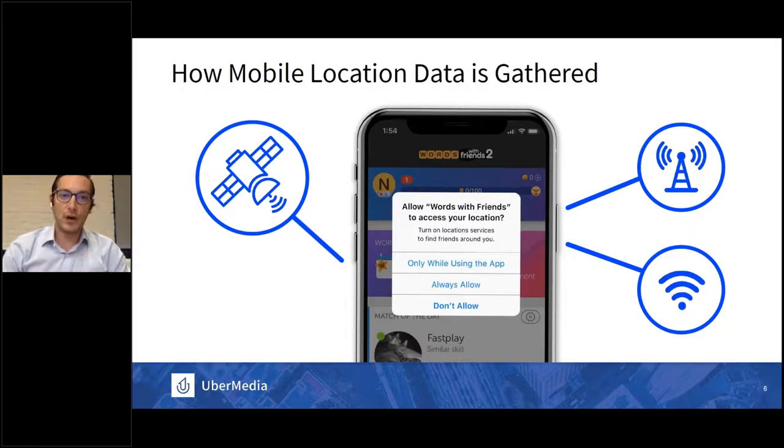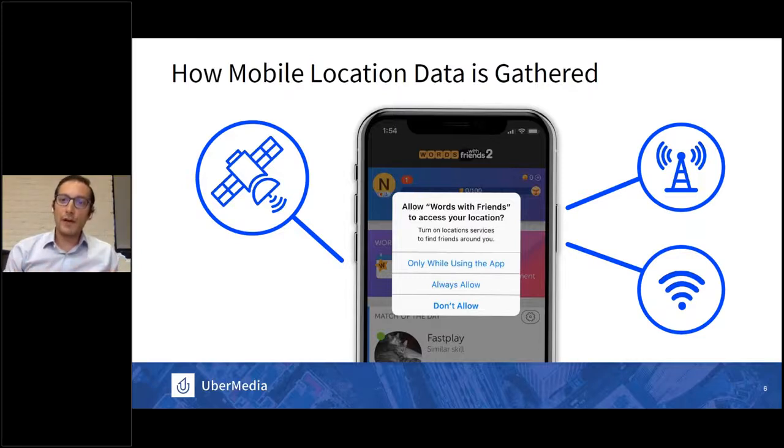It comes from apps on your phone. So if you've ever downloaded an app before and the app says this app would like to know your location while you're using it, could be a game app, a news app, a weather app, a sports app. As you opt in, you give off your location anonymously. UberMedia collects location data like this from over 150,000 different apps all around the world.